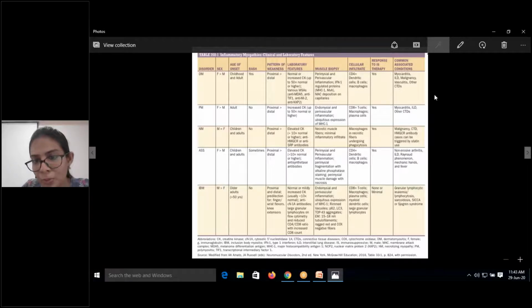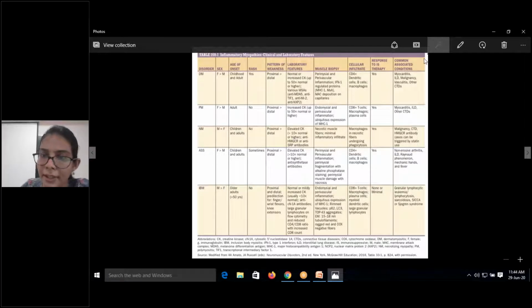And then coming to response to therapy, these all are responsive to immunosuppression, whereas inclusion body myositis is not responsive to treatment or immunosuppression. If you have inclusion body myositis, that is a very poor prognosis. You need to be very vigilant. Rest others, you have to take care to start them on the treatment early so that they don't progress.